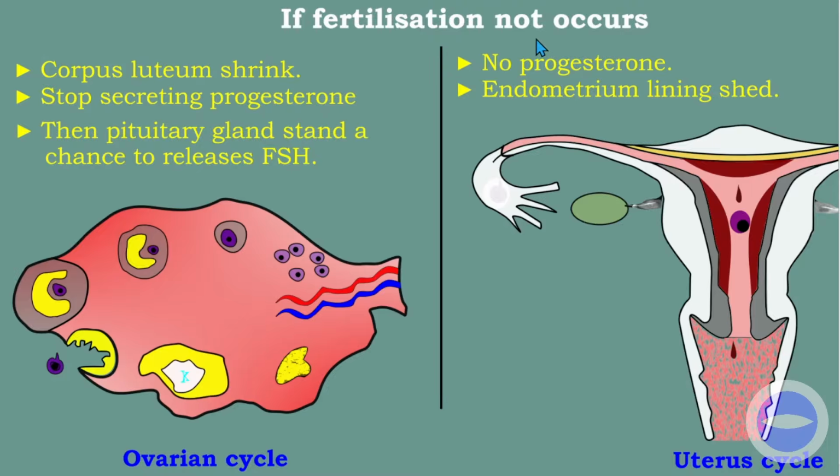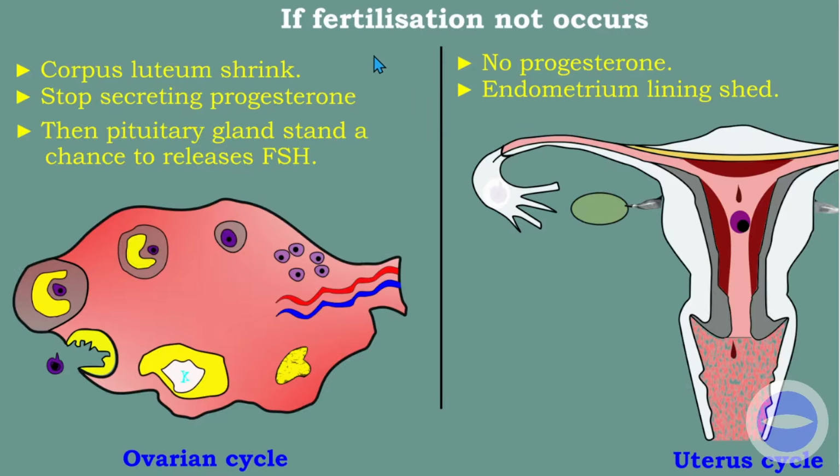So if fertilization does not occur in the ovarian cycle, the corpus luteum starts to shrink. You see here the corpus luteum shrinks and stops secreting progesterone. So we will not have progesterone. Then the pituitary gland gets a chance to release FSH, so that the cycle can start again.